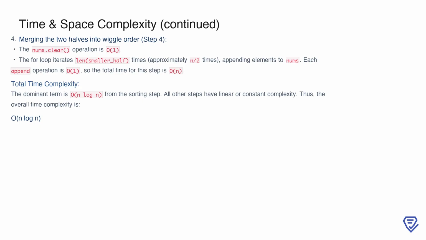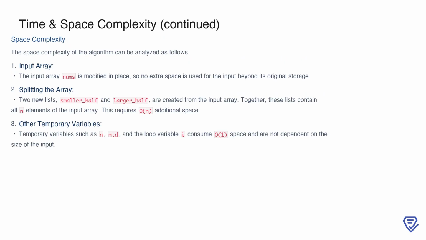When combining all the steps, the sorting operation remains the dominant factor with a complexity of O(n log n), while all other steps contribute linear or constant time. Therefore, the total time complexity for this algorithm is O(n log n). Now let's examine the space complexity.